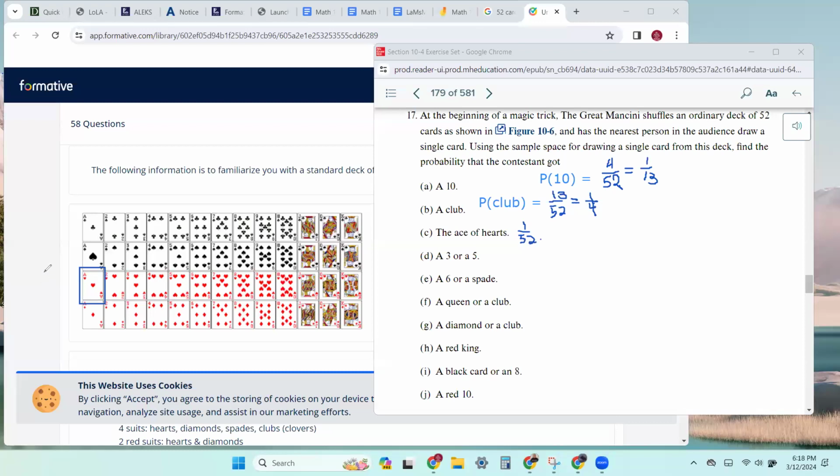So that's 1/52 because there's just one out of all of the 52.